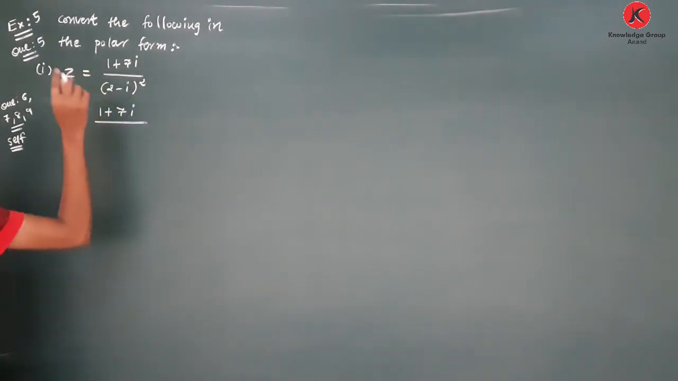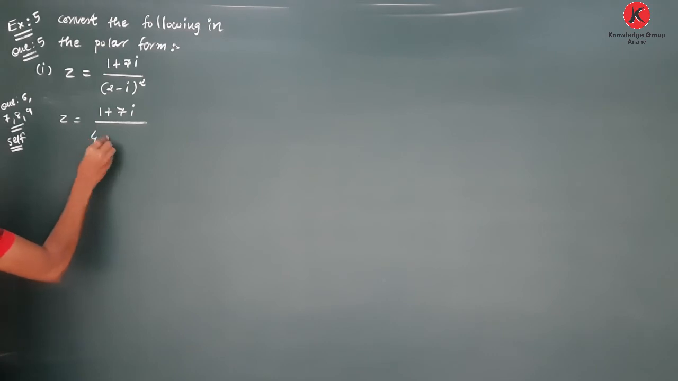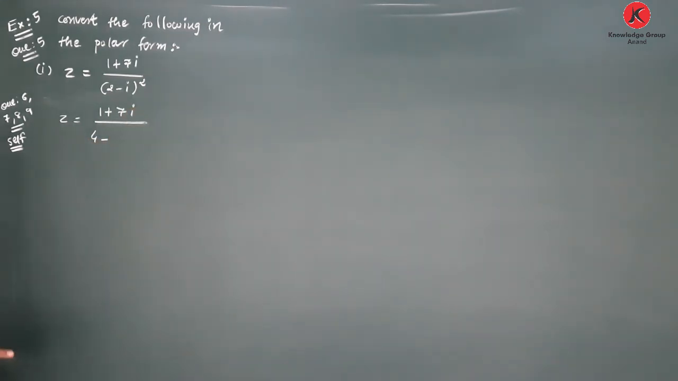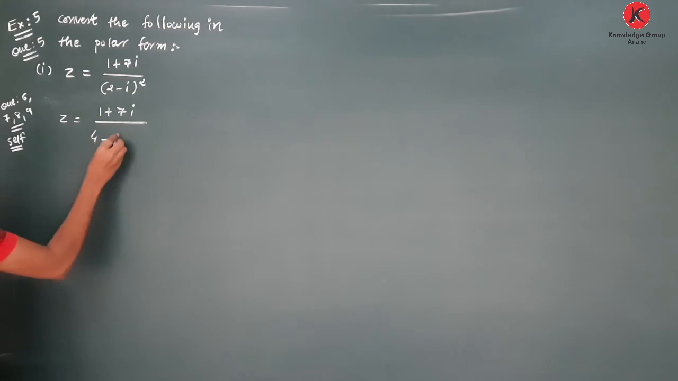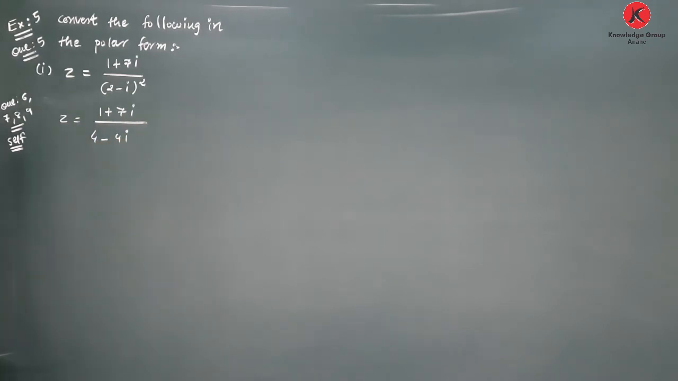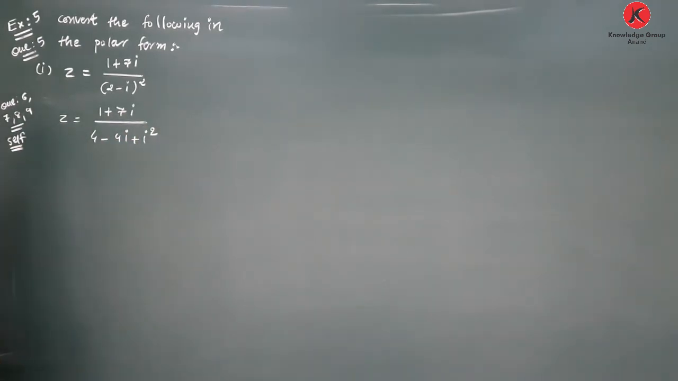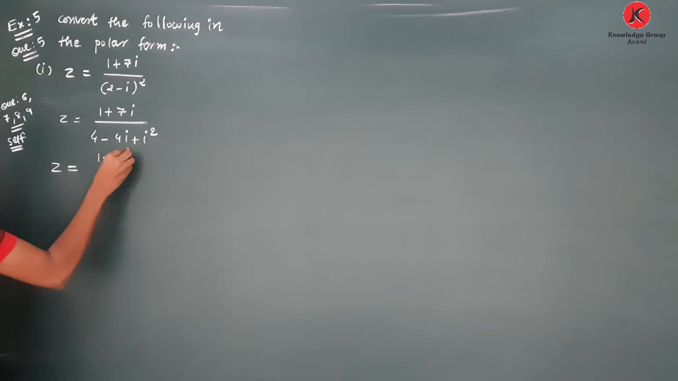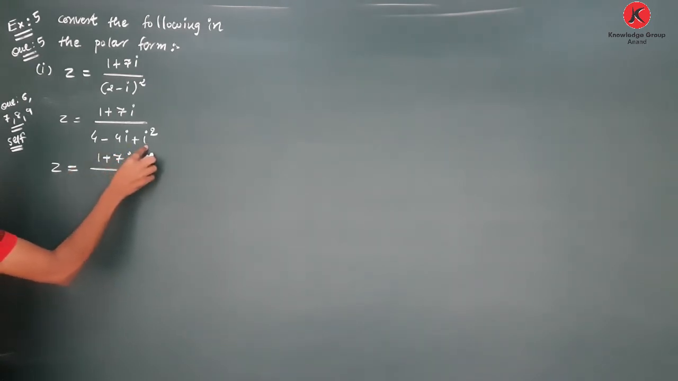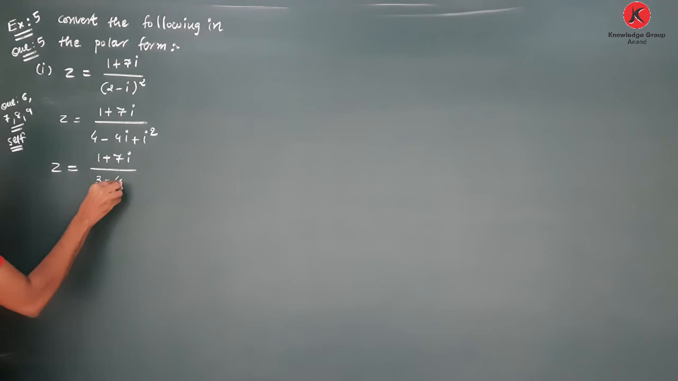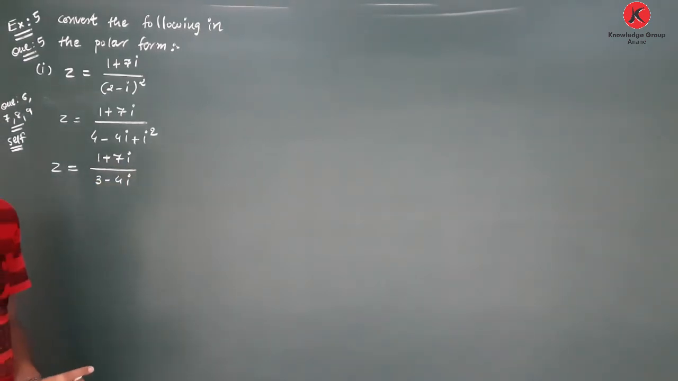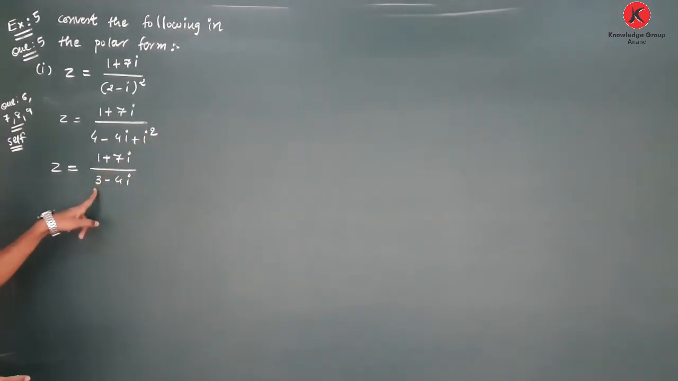(a minus b) whole square means a square minus 2ab, that is 2 into 2, 4i, plus b square, which means i square. Simplify this. i square equals minus 1, therefore z equals (1 plus 7i) divided by 4 minus 1, which is 3 minus 4i.